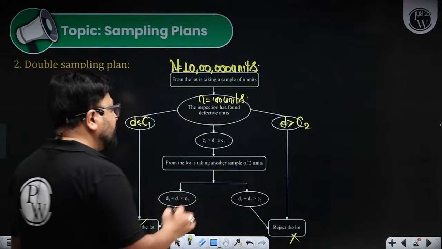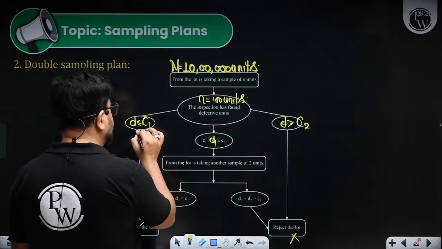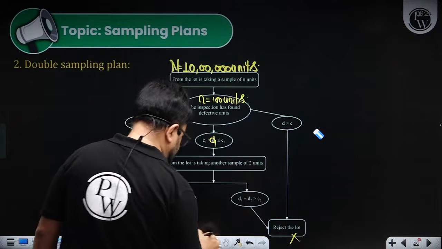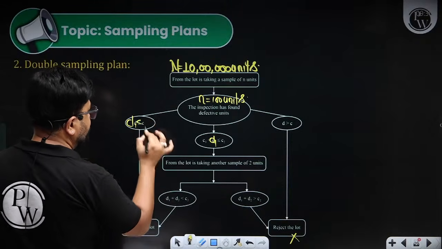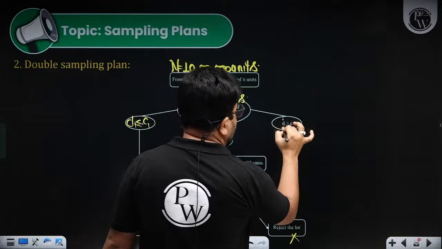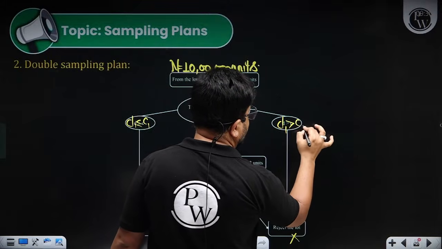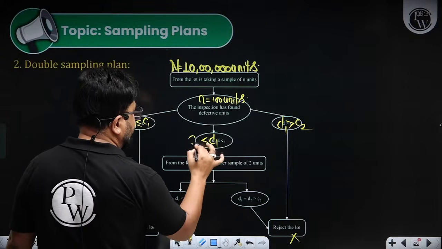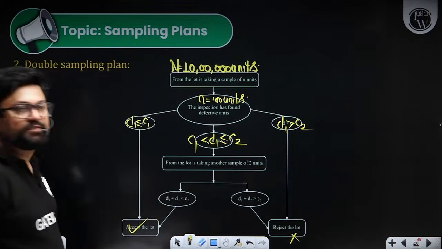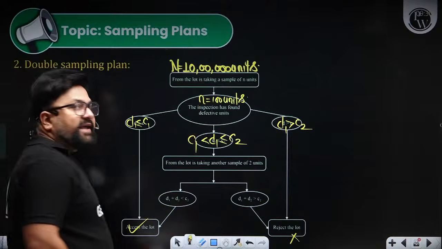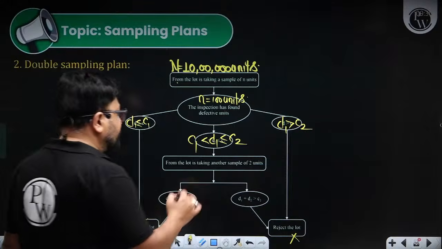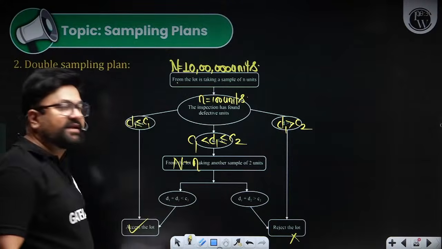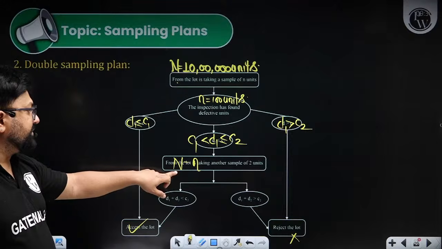But what happens if the defect we found here, let's say this is D1, is greater than C1 but less than or equal to C2? Let me write it again. D1 is a defect count less than or equal to C1, or greater than C2. In between, we take another sample from the rest of the lot, that is capital N minus small n.